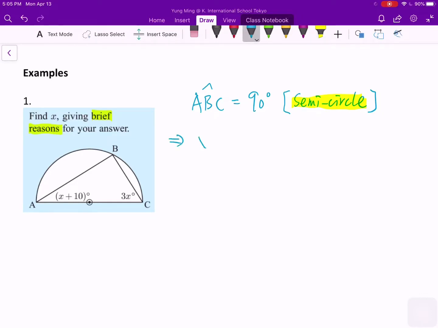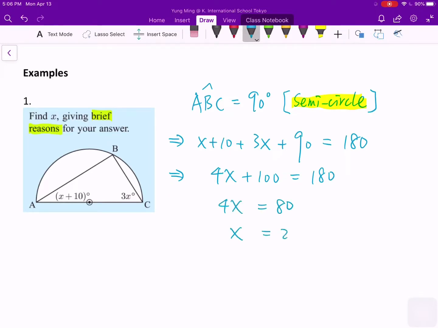We will have x plus 10 plus 3x plus 90, and that equals 180. Okay, do our calculation. We get 4x plus 100 equals 180. We get 4x equals 80, and x is equal to 20. And that's it for this question.